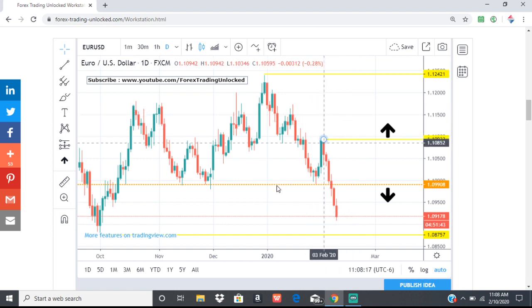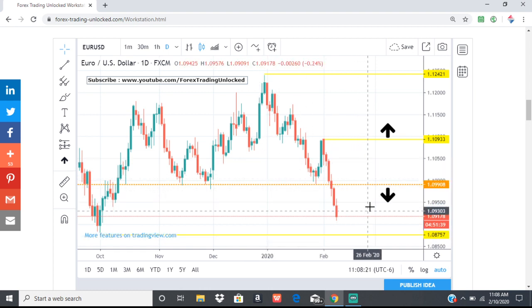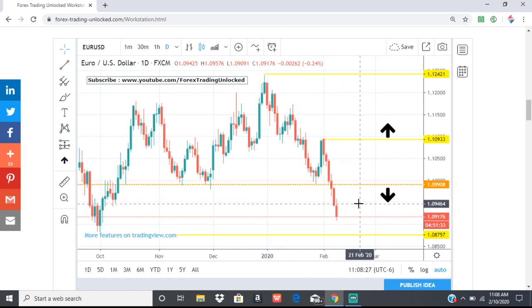Remember that the euro US dollar now, for quite some time, every time it breaks down into this territory below 110 down into the 109 handle, it starts to find support, usually between 109.5 and 108.5. And then no matter what's going on in the world, it seems that the euro US dollar is able to get a bounce.